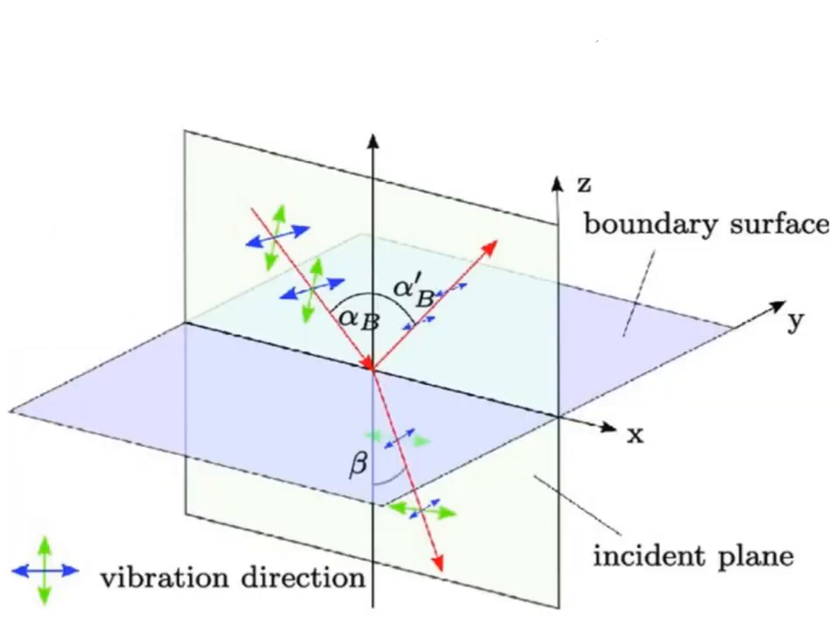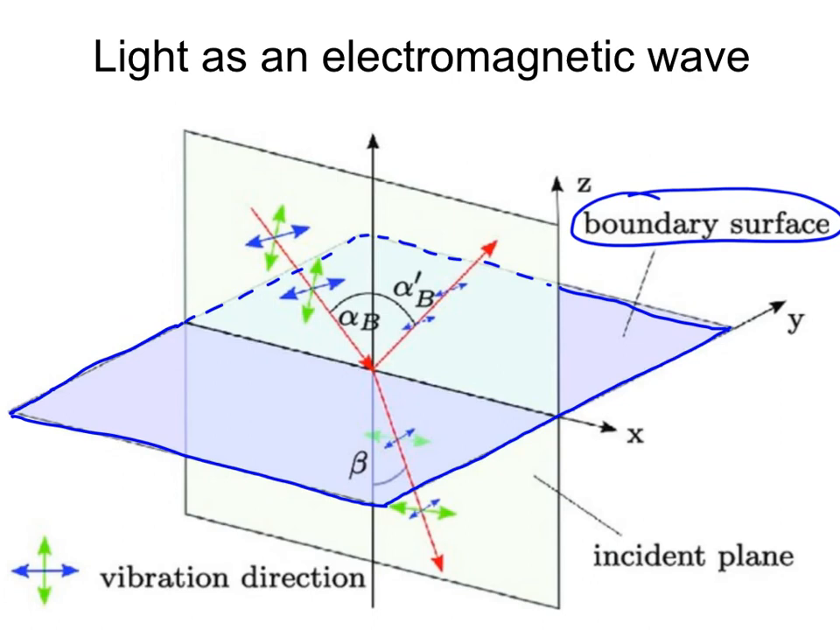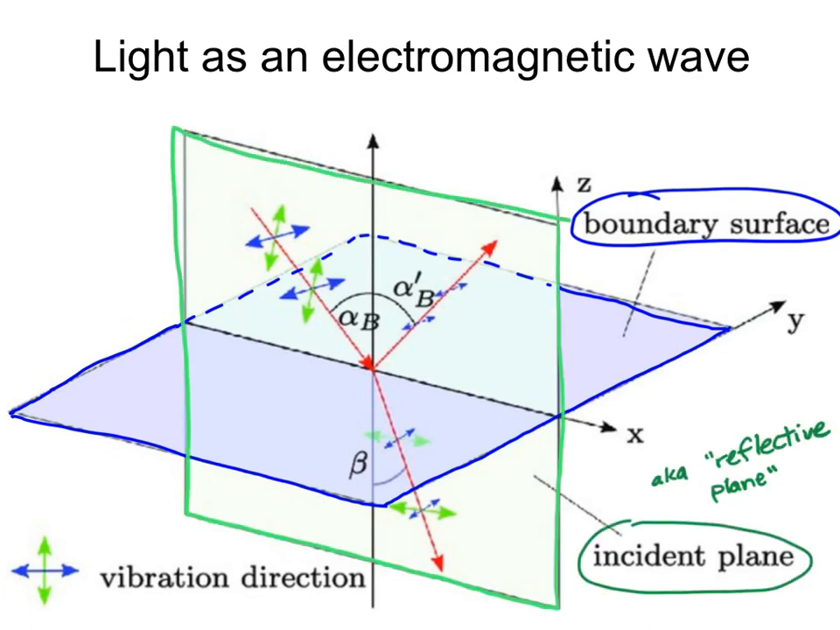The reflected light becomes partially polarized in a direction parallel to the surface of the boundary between the two media. The refracted light also becomes partially polarized along the reflective plane. The reflective plane is the flat, two-dimensional surface that contains all three rays.